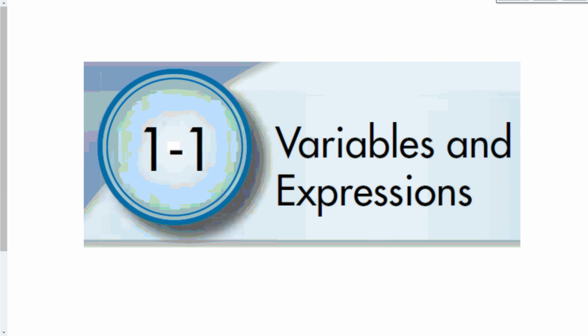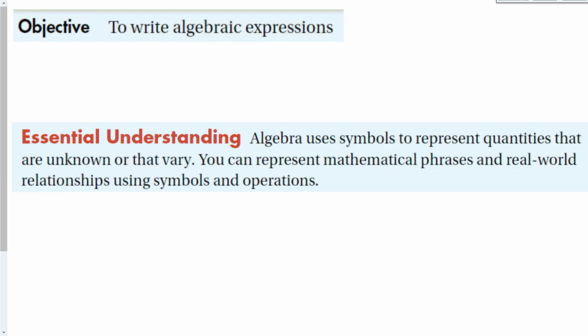1-1, variables and expressions. Our objective for this section is to write algebraic expressions. What you should know by the time we're done, the essential understanding, is that algebra uses symbols to represent quantities that are unknown or that vary. You can represent mathematical phrases in real-world relationships using symbols and operations.